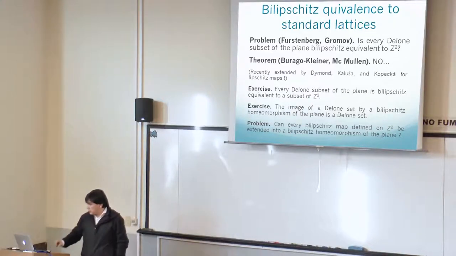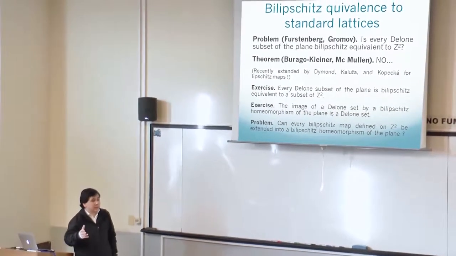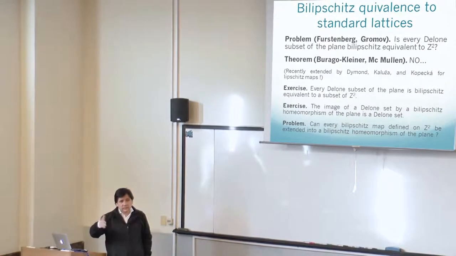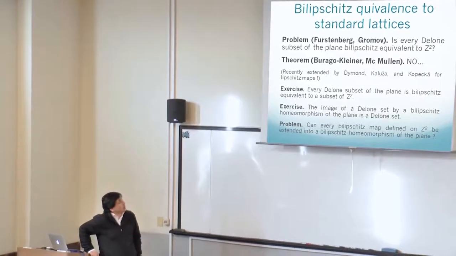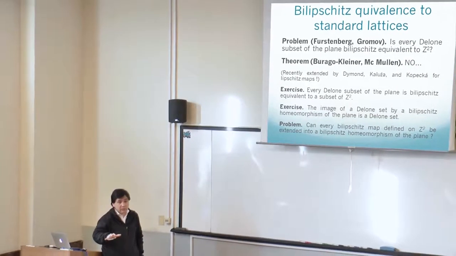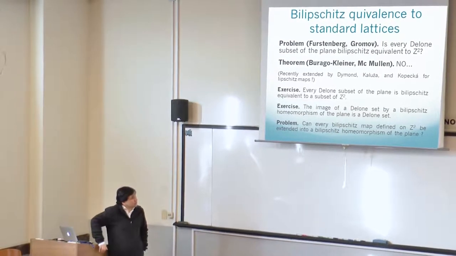Namely, in geometric group theory, there is a very nice theorem, which is not totally easy to prove: if you have a group which is, say, bi-Lipschitz equivalent to Z^2, then actually it is Z^2 up to some finite index subgroup. Okay? And so the question of Gromov in this view was very natural: whether every Delone subset of the plane is bi-Lipschitz equivalent to Z^2. Okay, there is a bi-Lipschitz map defined on the Delone set which sends this set of points into Z^2.